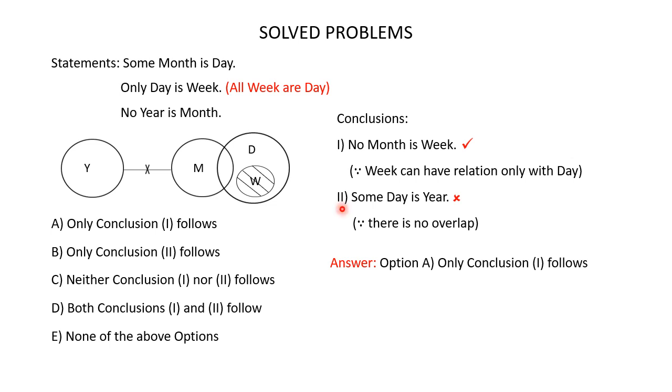Conclusion 2. Some day is year. So you have day here and year here. Clearly you can see that there is no overlap between day and year. So some day is year is wrong. Conclusion 2 does not follow. Now, as you can see here, only conclusion 1 follows. So, the correct answer is option A, only conclusion 1 follows.